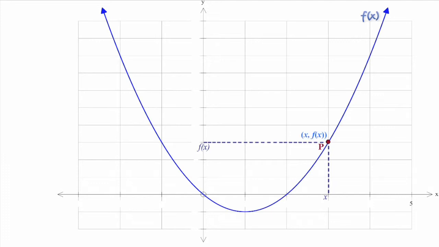Therefore, with an x-coordinate of x and a y-coordinate of f of x, the coordinates of P are x, f of x. Now, to find the gradient at the given point P, I need to have 2 points. Therefore, I'm going to introduce the point Q.